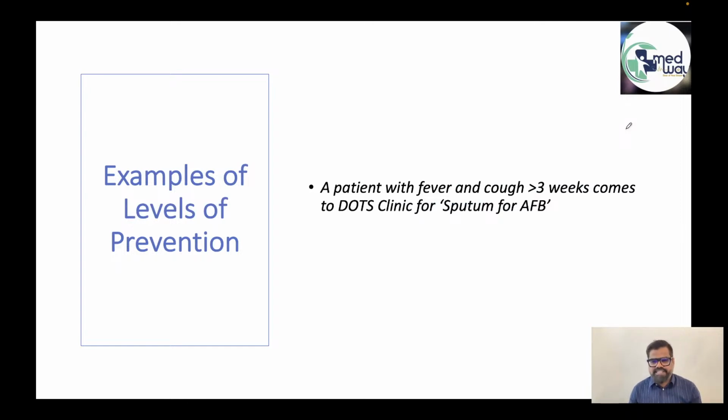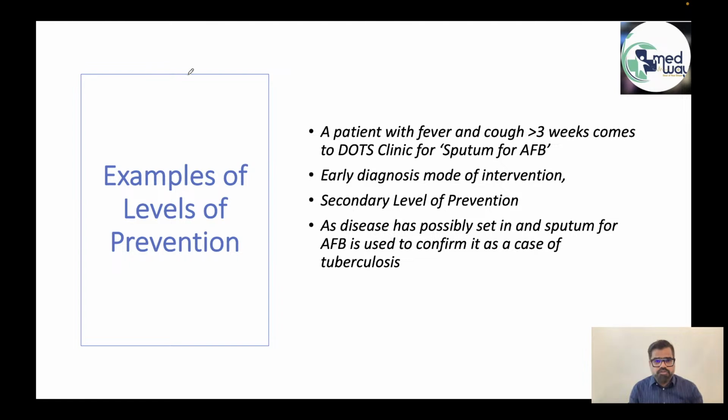Now let's try to understand with quick examples. A patient with fever and cough for greater than 3 weeks comes to a DOTS clinic for sputum for AFB. What level of prevention is this? The patient has fever with cough for 3 weeks and comes to the DOTS clinic for testing of sputum. So what is happening? You are doing diagnosis, early diagnosis. We'll answer in two concepts: MOI, mode of intervention, and LOP, level of prevention. So you are doing early diagnosis, this is the MOI, mode of intervention. And what is the level of prevention? Remember that table which I showed? Secondary level of prevention.